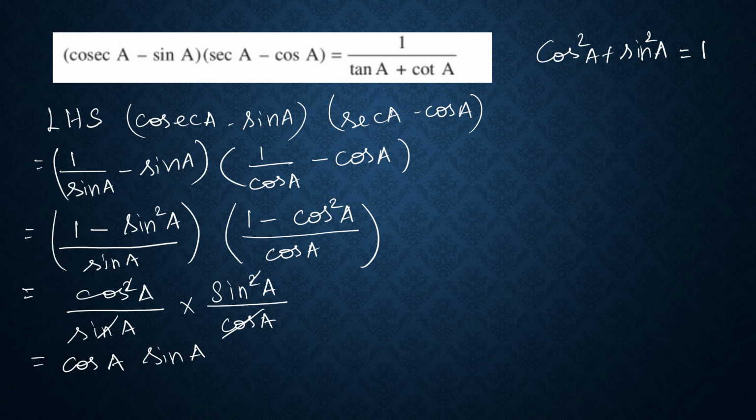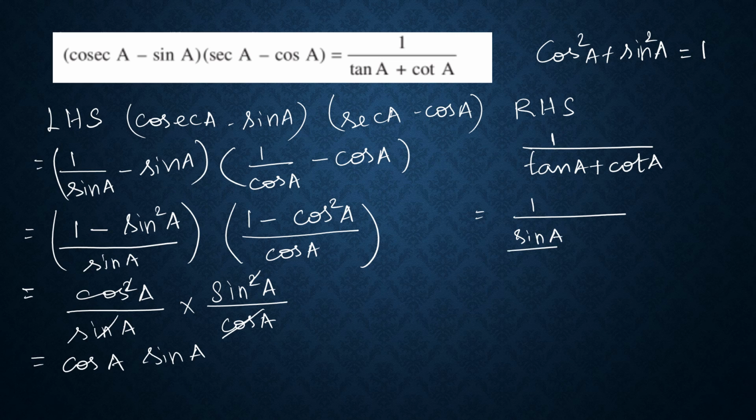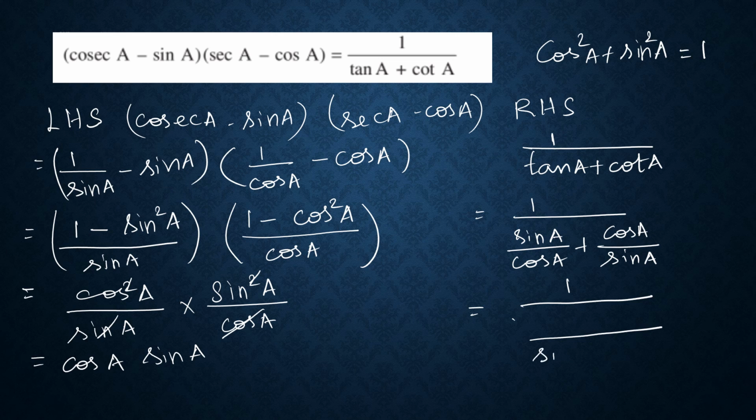Now I am going to take the right hand side. Right hand side is 1 by tan A plus cot A. What I am going to do? That is equal to 1 by sin A by cos A plus cos A by sin A. Tan A is sin A by cos A, cot A is cos A by sin A. Now take LCM for this. Sin A cos A will be the LCM.